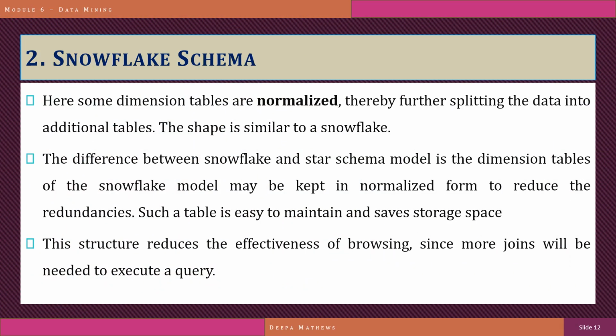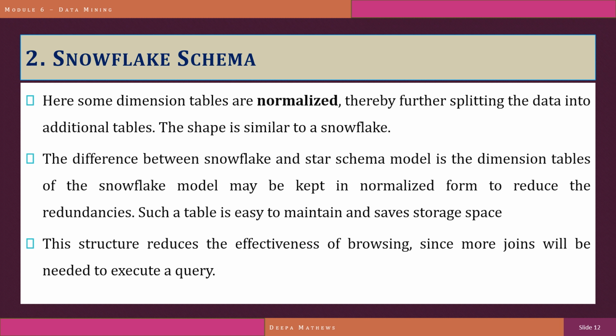The second type of schema is snowflake schema. It is a refinement of the star schema. Here, some of the dimension tables are normalized, thereby further splitting the data into additional tables. And this shape is now similar to a snowflake. Here also we'll have only a single central fact table. But the major difference between the star schema and the snowflake schema is that some of the dimension tables in the snowflake schema are normalized.